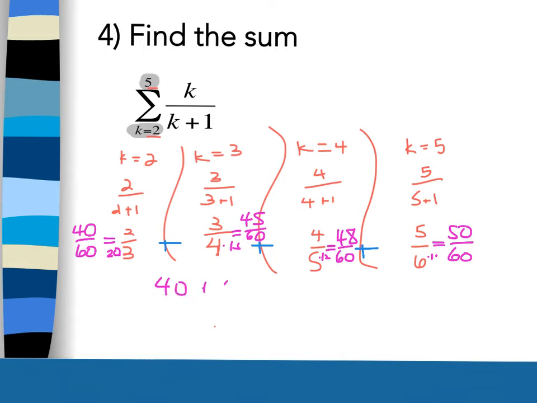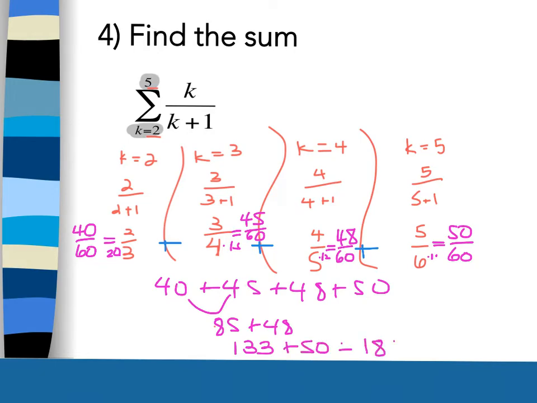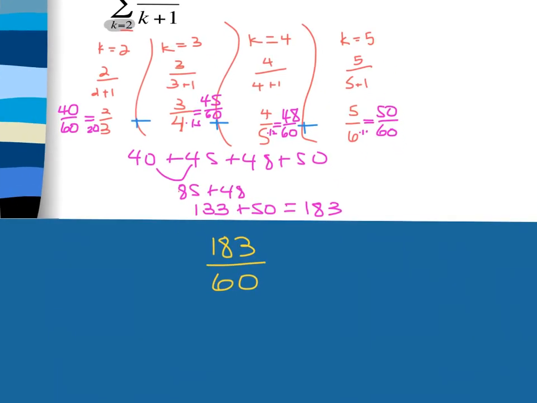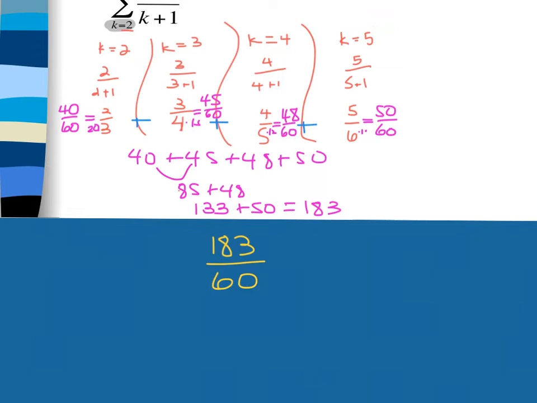So 40 plus 45 plus 48 plus 50 for my numerators. Okay, this is 85 plus 48. 133 plus 50, that's 183. Over 60, and then I've got to see if it can be simplified. So they're both not even. They can't both be divided by 2.